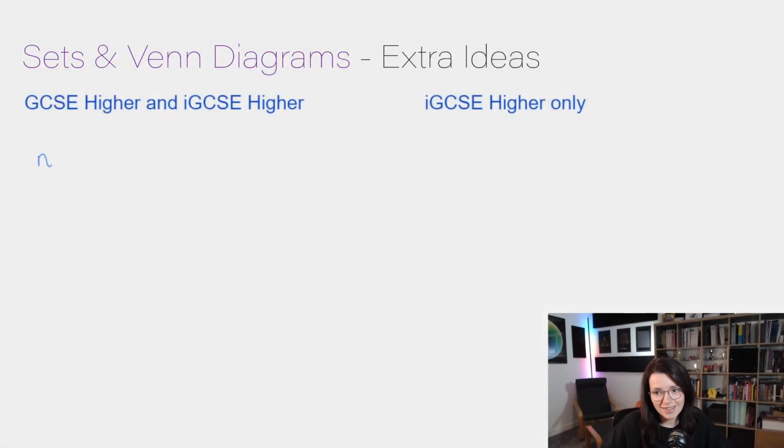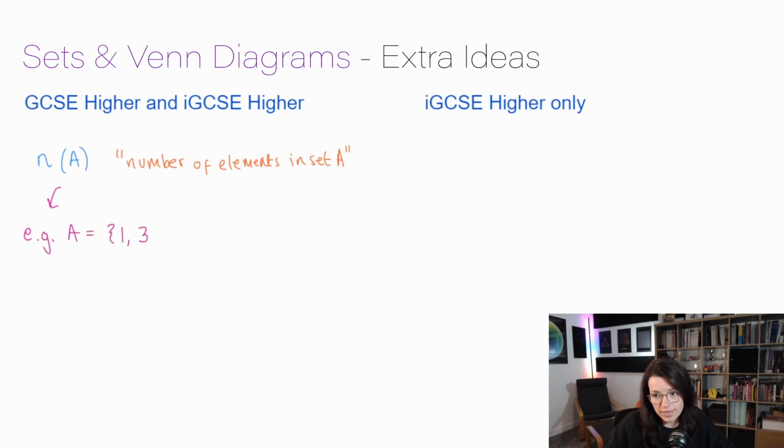First of all, you need to know what it means when there's an n on the outside of a set. This means the number of elements in set A. So for example, let's say you've got set A, which is 1, 3, 5, and 7, then the number of elements in that set A would be 4.